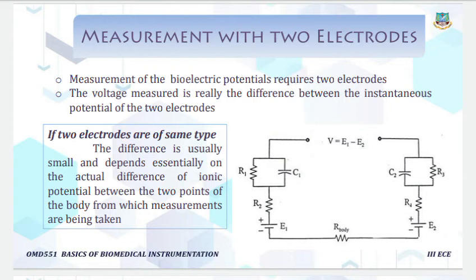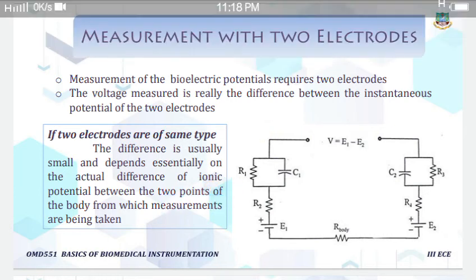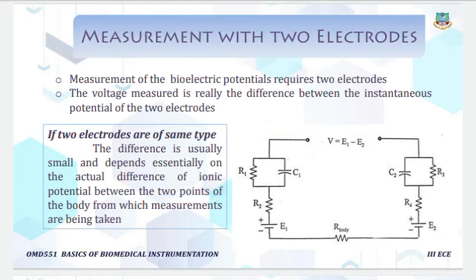If we are using the same type of electrodes, that is, if the two electrodes are of the same type, the difference is usually small. The same electrodes will measure similar potentials, so the difference between the two potentials is very low compared to other cases. The difference is usually small, and it depends on the actual difference of the ionic potential between the two points of the body from which the measurements are being taken.